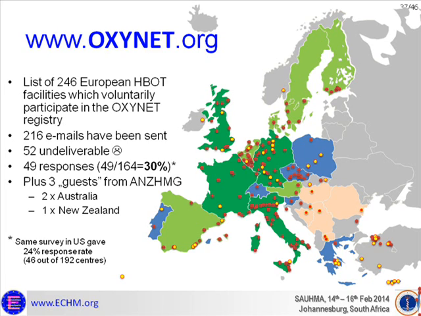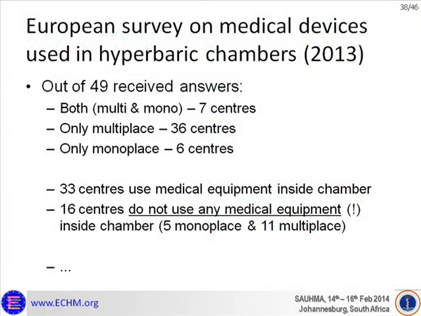At the same time, in the United States, they did exactly the same survey, and they received a response rate of 24%. So this is the worldwide response rate for this kind of survey, at least in hyperbaric units. Concerning those roughly 50 received answers, both multiplace and monoplace chambers were installed in only 7 centers. Most hyperbaric centers have multiplace chambers, and only a few have only monoplace chambers.